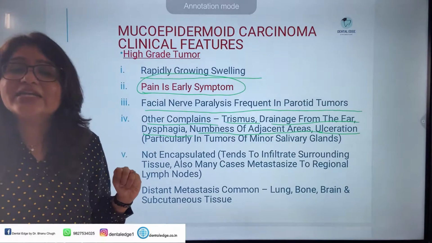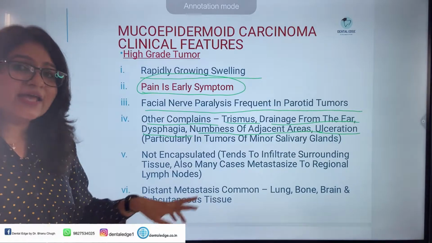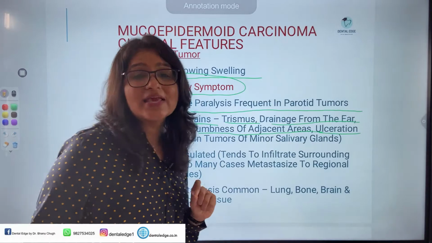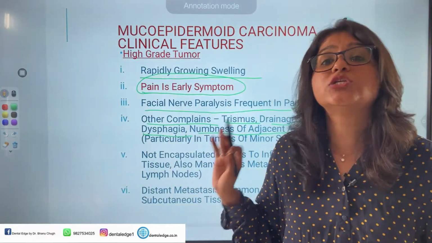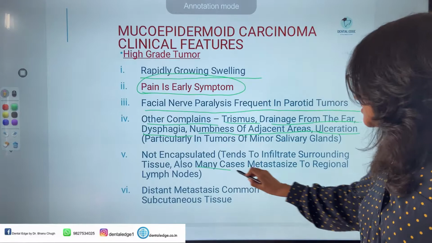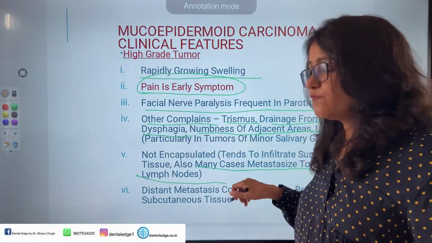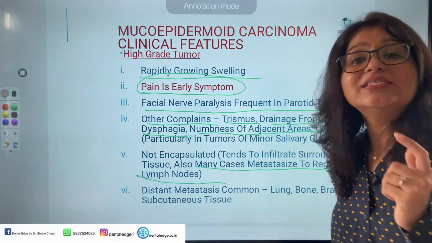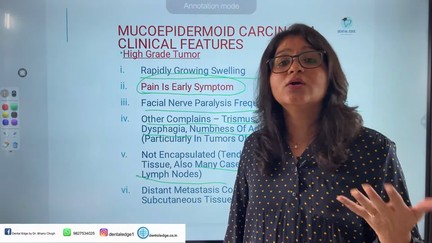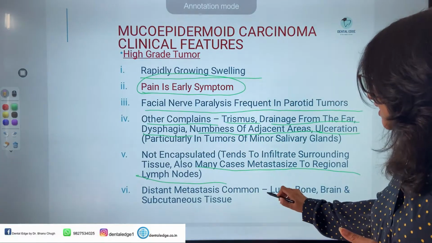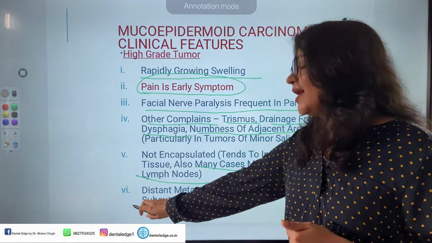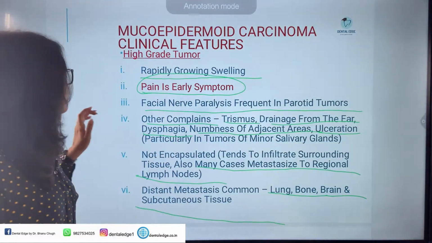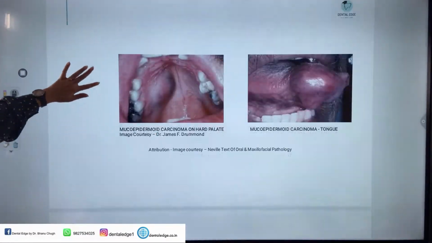This high-grade tumor is non-encapsulated and it tends to infiltrate surrounding tissue. In many cases, there will be metastasis to regional lymph nodes. So many cases metastasize to regional lymph nodes since it's a malignancy, right? Distant metastasis can also take place, and what are the common sites for distant metastasis? They are lung, bone, brain and subcutaneous tissue. So these were the clinical features of a mucoepidermoid carcinoma.